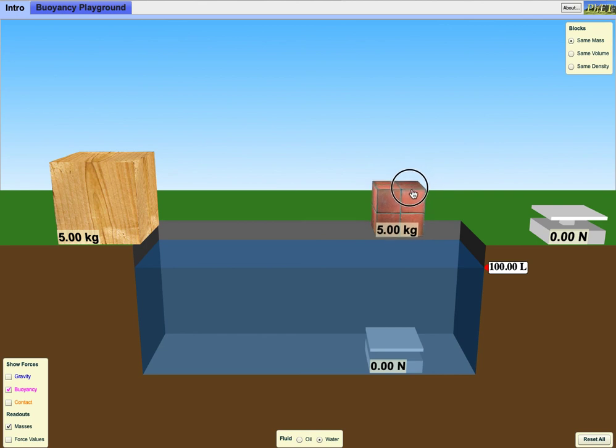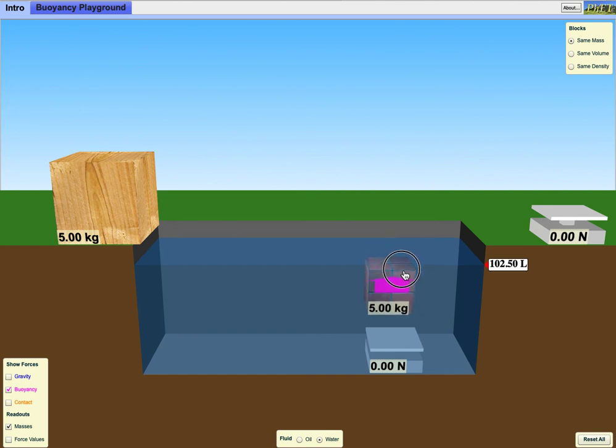So this buoyant force depends on how much of this block is submerged in the water. If you have a small amount of the block submerged in water, in this case only 0.57 liters, then there's a small buoyant force. And as you increase the amount that's submerged in the water, the buoyant force increases. So here, let's make it 2. About 2 liters of the volume of this block is submerged in water, and the buoyant force increases.